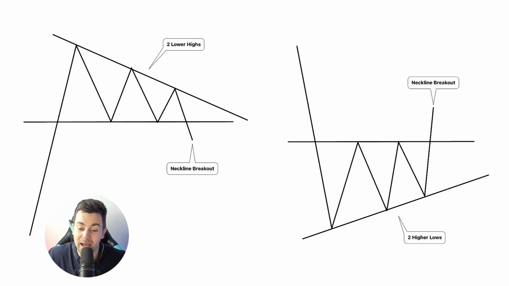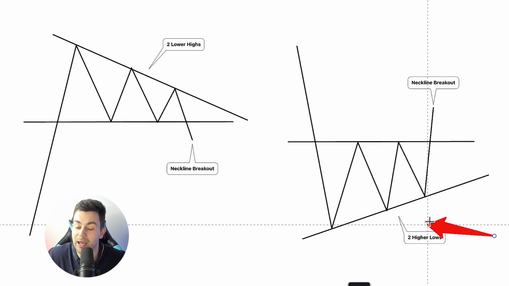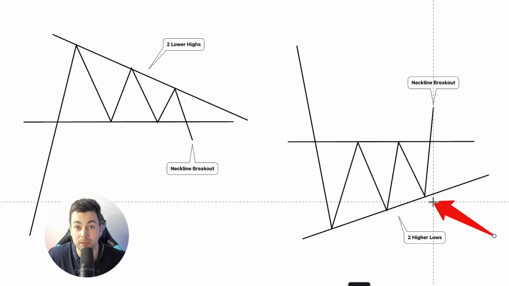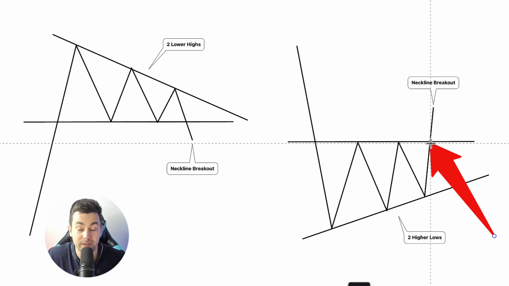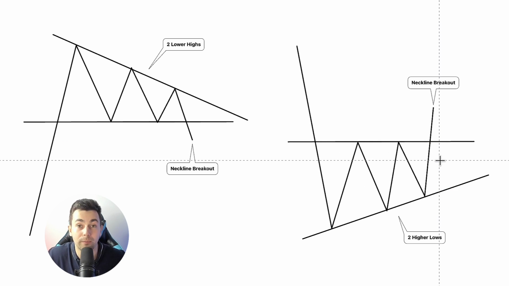While in the ascending triangle formation, we should have at least 2 higher lows. It is the continuation of a cup and handle formation, and the breakout of its neckline is a strong bullish signal.